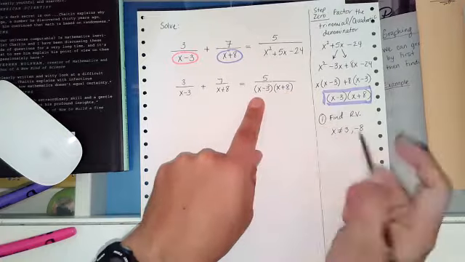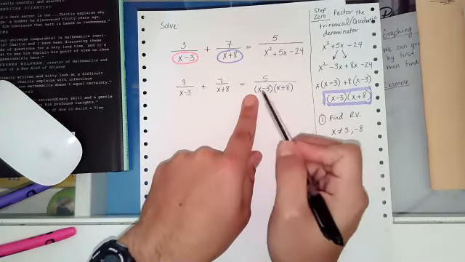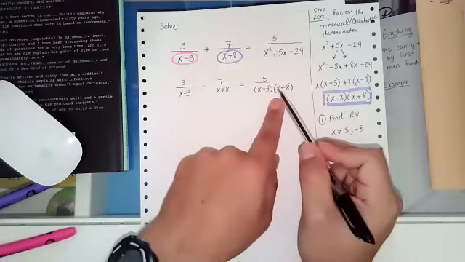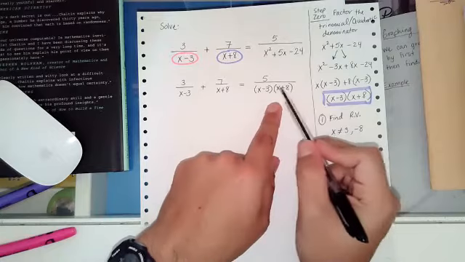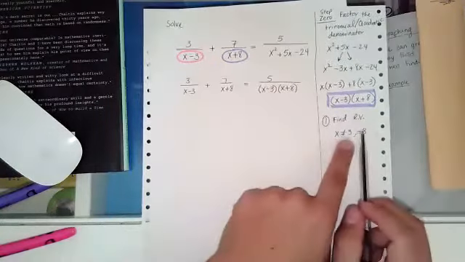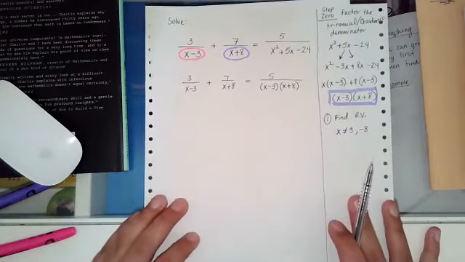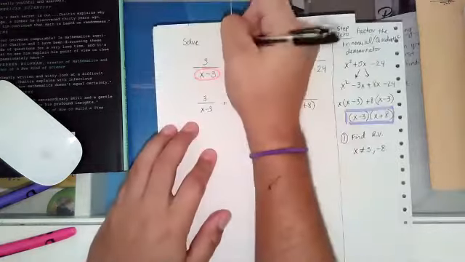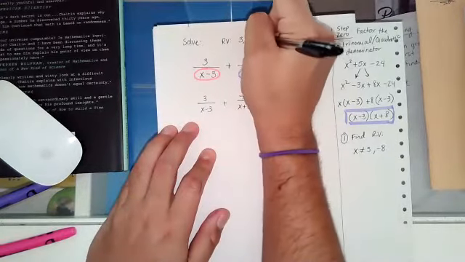Right? Like if I plugged in positive 3 here, this would be 3 minus 3, which is 0, times something, which would still be 0. Similarly, if I plugged in negative 8 here, negative 8 plus 8 is 0. And then 0 times something is still 0. So those would still be our restricted values. There's no additional restricted values. So my restricted values are 3 and negative 8.